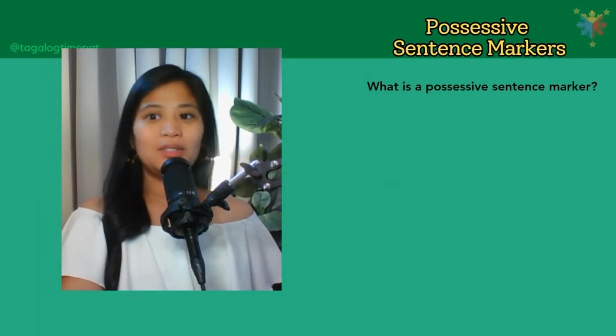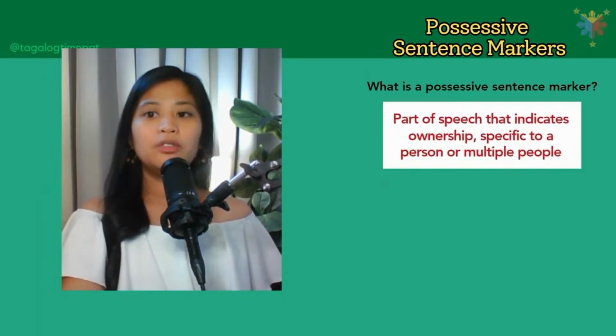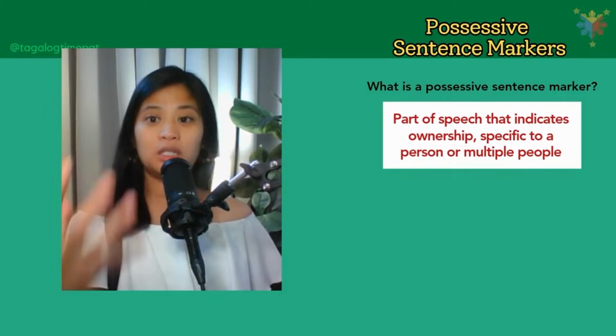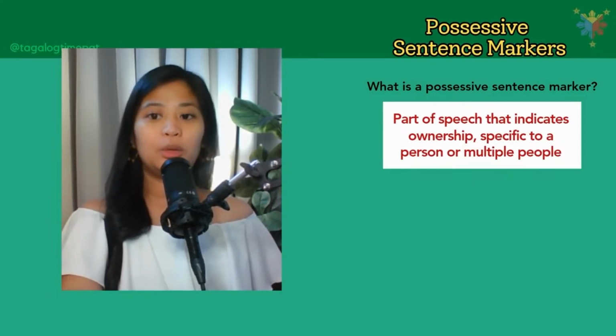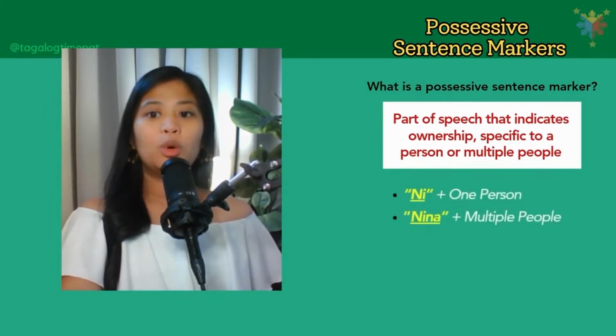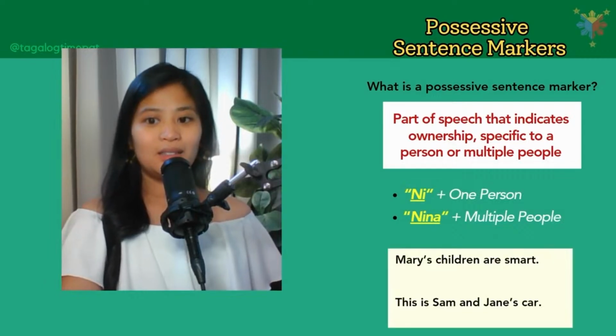What is a possessive sentence marker? Well, it's a part of speech that indicates ownership specific to a person or multiple people. So now if we want to say someone's name, like we're saying it belongs to someone specific, this is how we're going to do it. So we would use the word ni for one person. We would use the word nina for multiple people. So take a look at this.